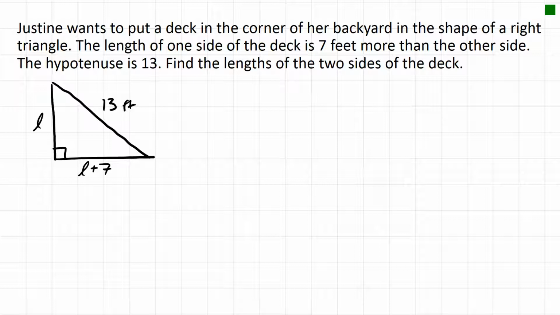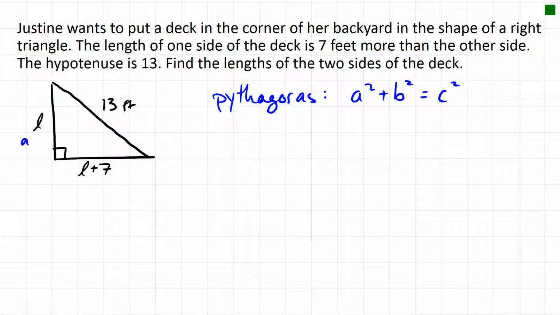Now this is starting to just look like a geometry problem. If I have a triangle like this, can I find the missing L? Well, how do I do that? I'm going to use Pythagoras, which tells me that a squared plus b squared equals c squared. And a and b are these smaller sides of the triangle, and c is the long side, the hypotenuse.